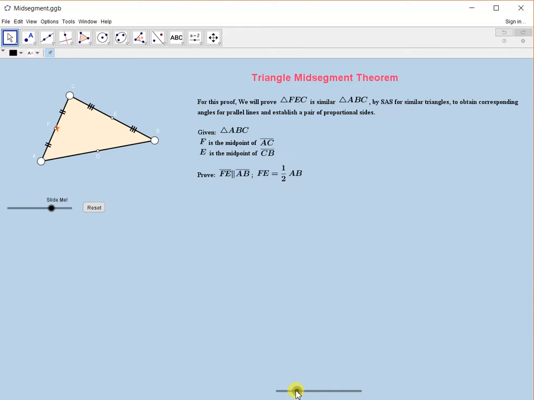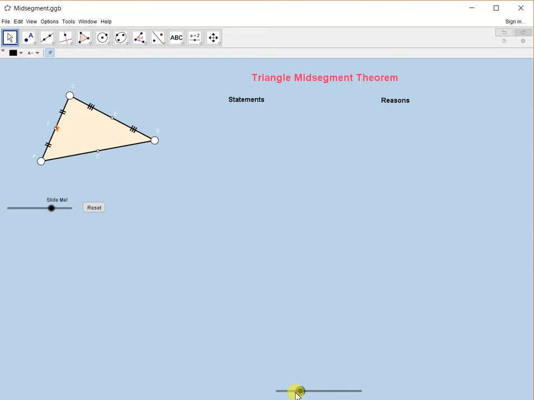In order for us to prove this, we're going to be using the two-column proof. The two-column proof basically has on one column, which is the left column, all of the statements, and on the right side column, we're going to have all of the reasons that justify our statements. So we first start off with the given information. Again, that triangle ABC, and then within that triangle, that F is the midpoint of AC, E is the midpoint of CB. So again, this is just the given information.